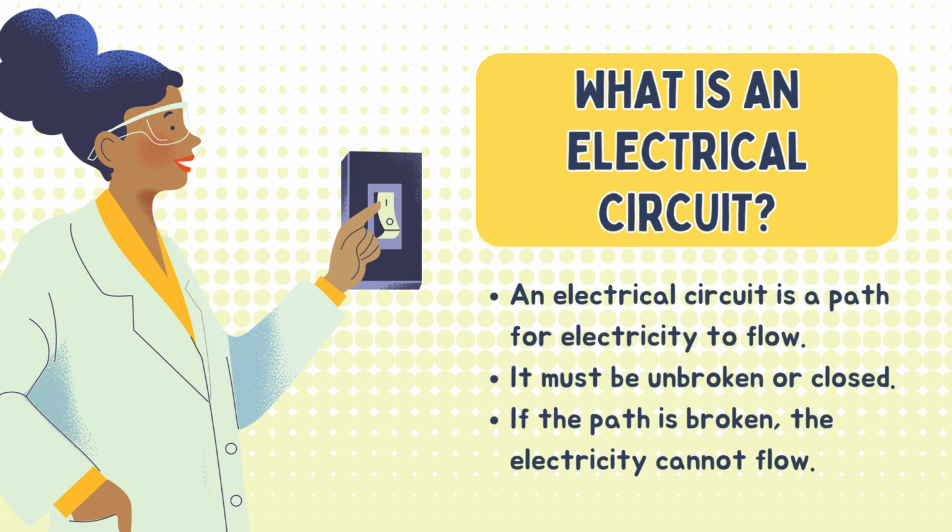Think of a circuit like a circle. If there is a break anywhere, electricity cannot move. That's why we need a complete path, or a closed circuit, for things to work.